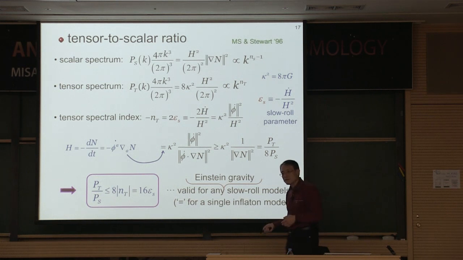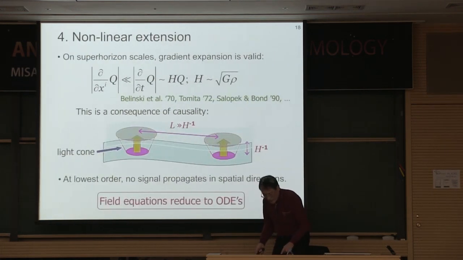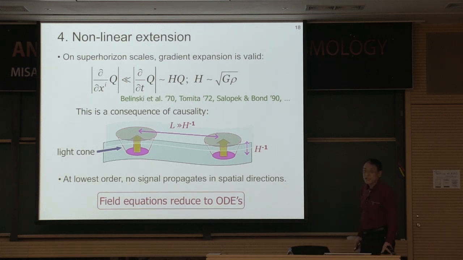So if you have multiple scalar fields, this becomes smaller and smaller, unfortunately, but that's life. Yes. Now let me just go to the nonlinear extension.